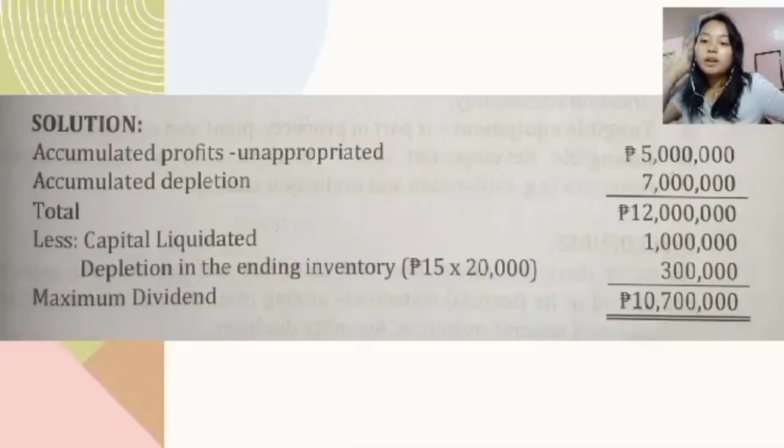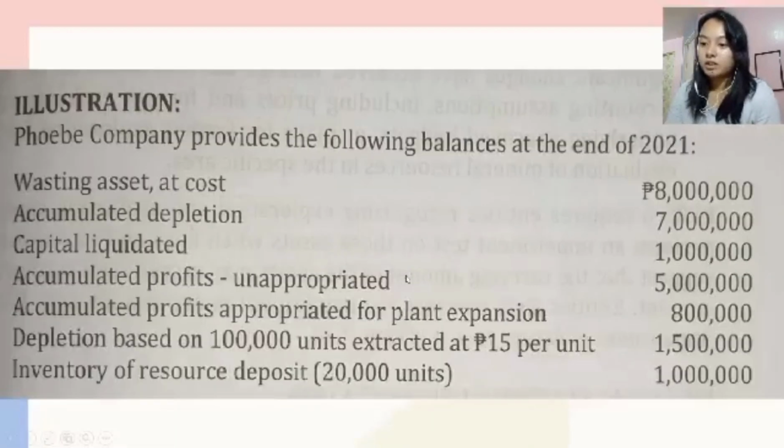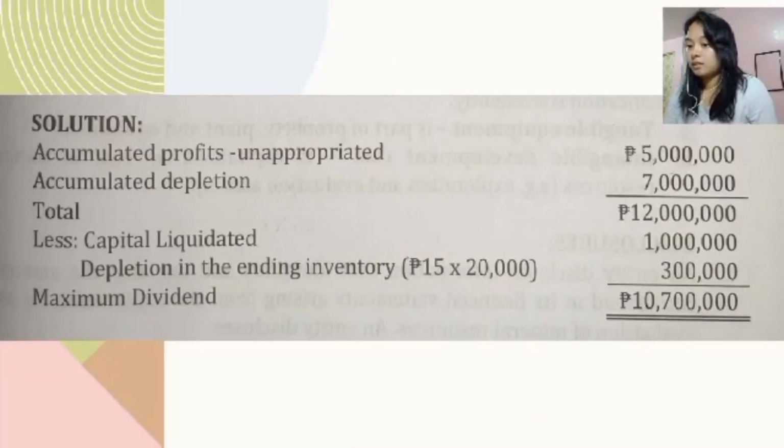Here is the solution. Accumulated profits unappropriated is 5 million, then accumulated depletion of 7 million. The total is 12 million. Less capital liquidated, which is 1 million, and depletion in ending inventory, that is 15 pesos extracted per unit, and the 20,000 units in the inventory of resource deposits, that will be 300,000. So the maximum dividends is 10,700,000.